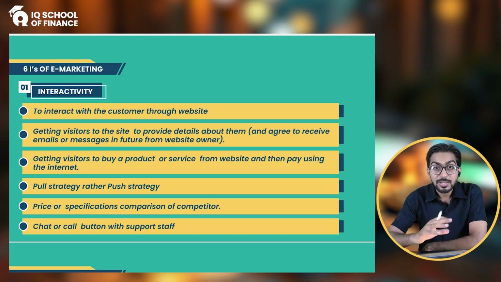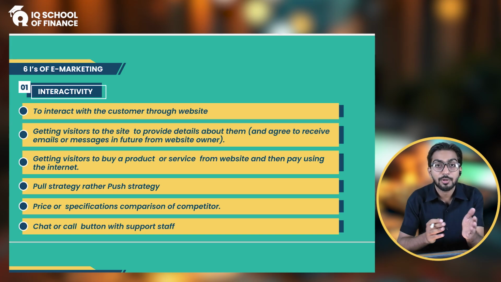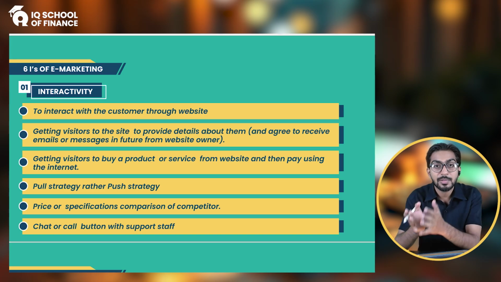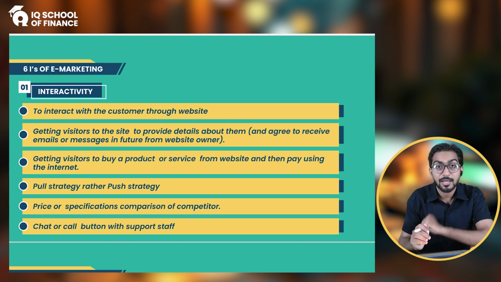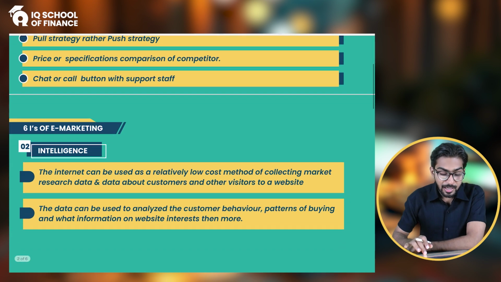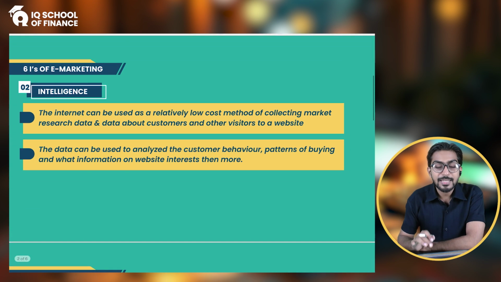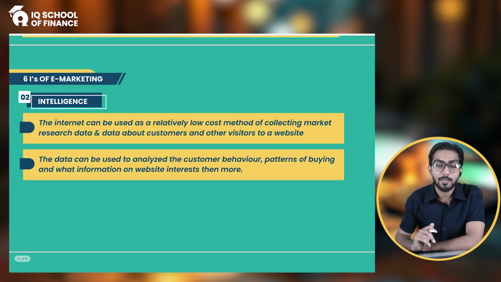All right. So this is how e-marketing is a lot more interactive as compared to the traditional market, and when the customer starts interacting with you, there are high chances that the customer will make the purchase. Then we have the intelligence. So the intelligence exists in e-marketing.